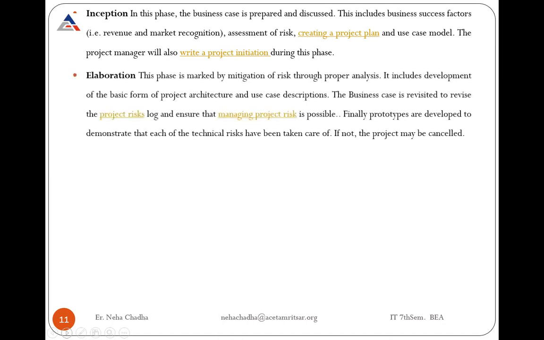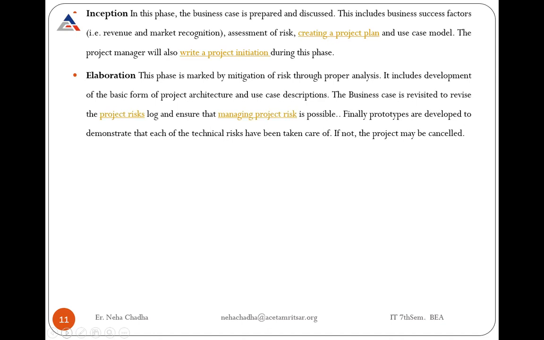Then comes the elaboration. This phase is marked by mitigation of risks through proper analysis. It includes development of the basic form of the project architecture. As in the design phase, where some architecture is developed either in the form of schema, database, DFDs, similarly, the elaboration phase finds out the project architecture. The business case is revisited to revise the project risks, as some project risks are identified in the inception.